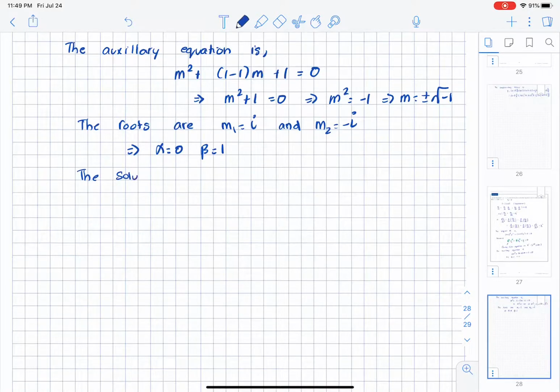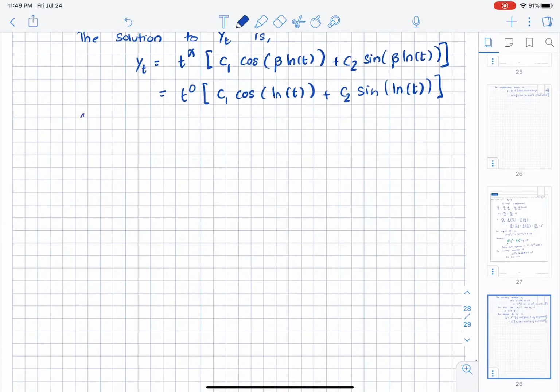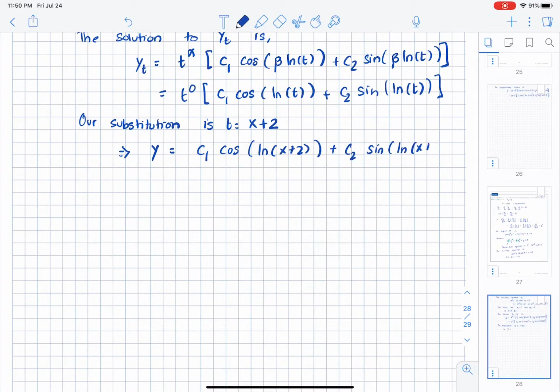So the solution to yt is yt equal to t raised alpha, c1 cosine beta ln of t plus c2 sine beta ln of t. Alpha is 0, t raised 0, c1 cosine, b is 1, ln of t, plus c2 sine, beta is 1, so we have ln of t. But our substitution is t equals x plus 2, which would imply y equals c1 cosine ln of x plus 2 plus c2 sine ln of x plus 2.